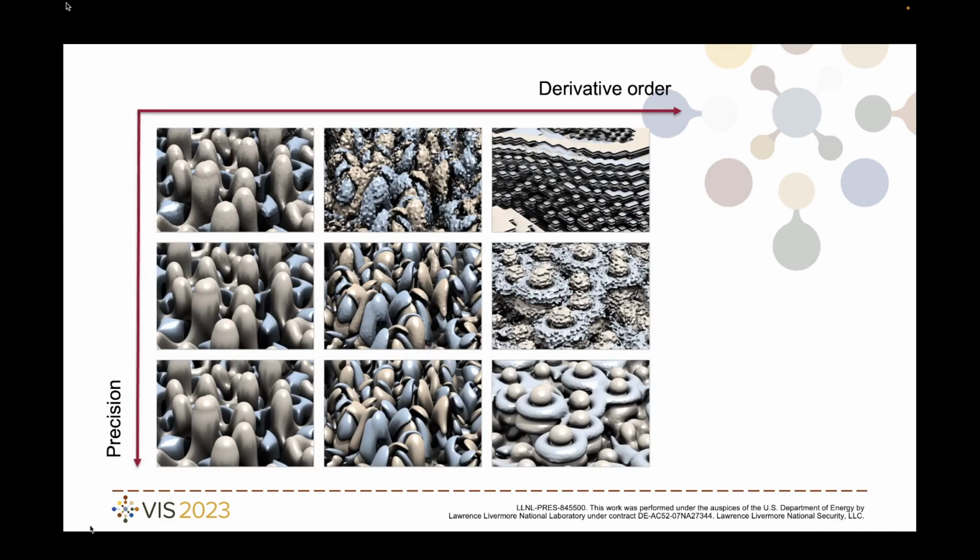In this case, we show 9 renderings organized in a 3x3 table and generated when doing post-processing of a numerical simulation result. The columns show renderings of the same derivative order applied to an input field with increasing precisions from top to bottom. Rows show renderings generated from an input field with the same precision for increasing derivative orders from left to right.